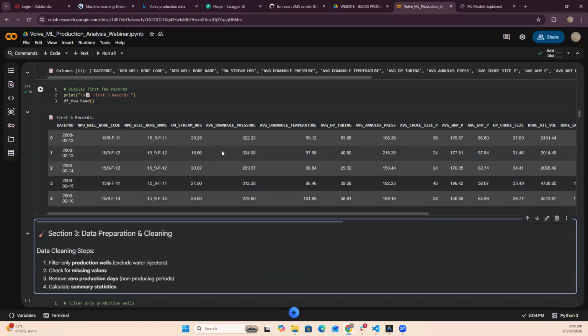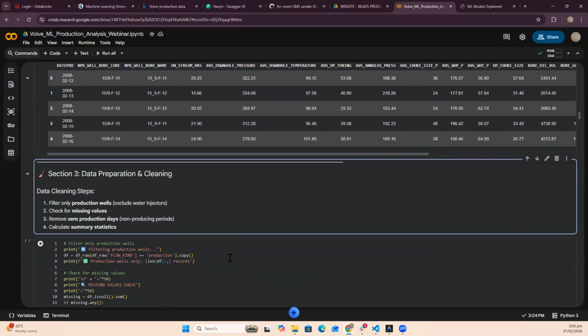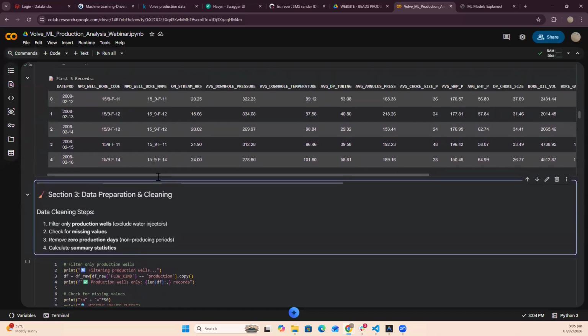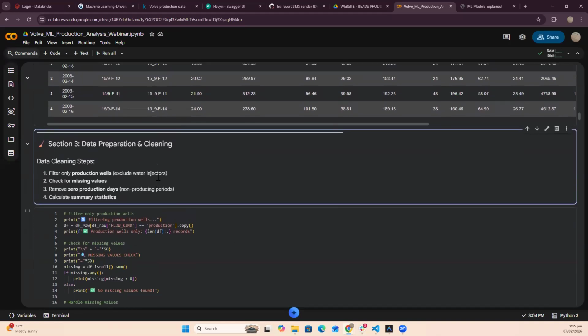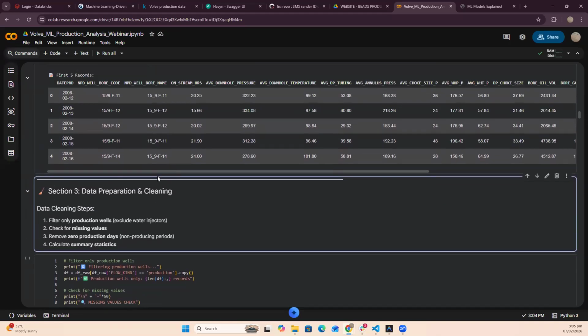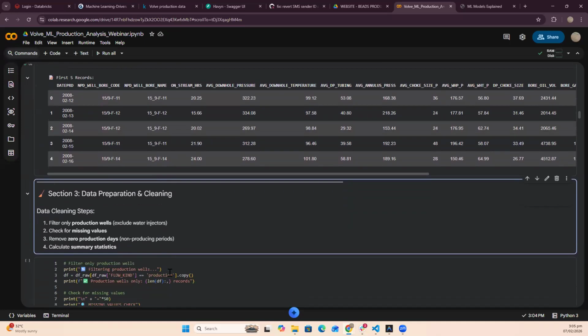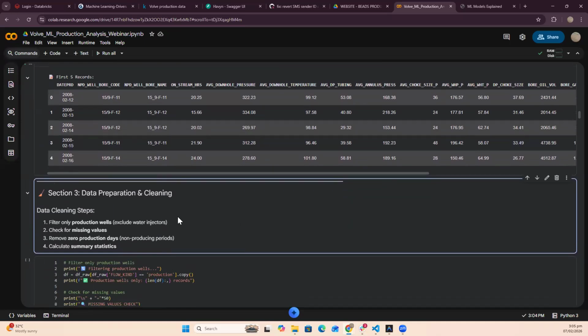Now, as I said, we have to clean the data. We have to prepare the data and ensure that the data is clean. That's what we are doing here. If you can see, some of the wells were not producing oil. They were producing water. And the goal here is to predict daily production, so we don't need water production. So what we are doing here is taking out the wells that are giving us water.